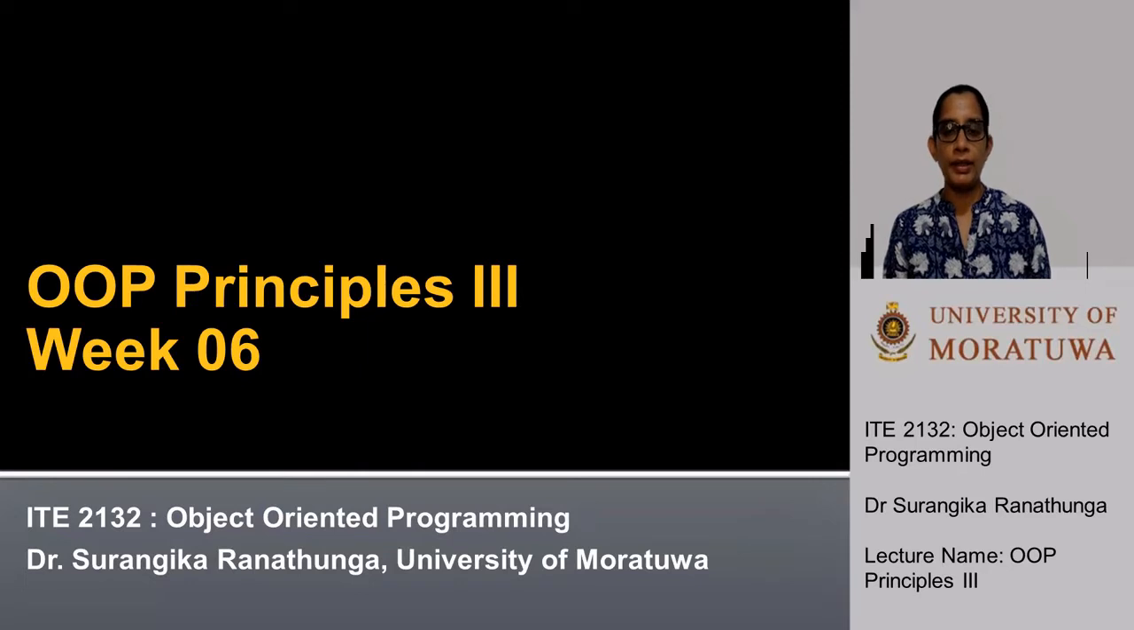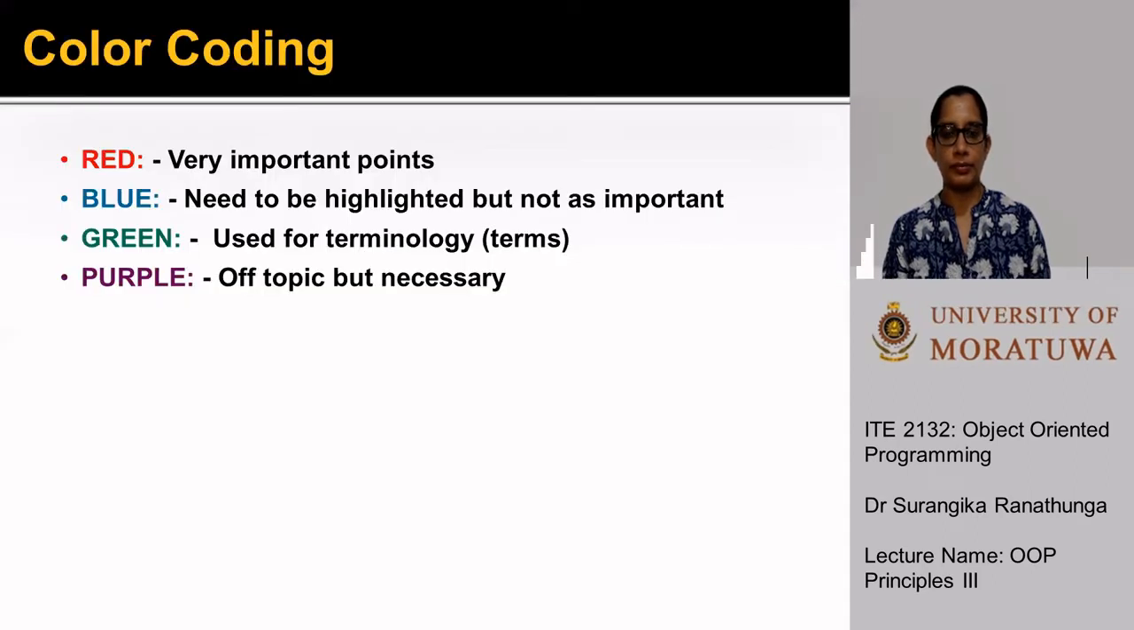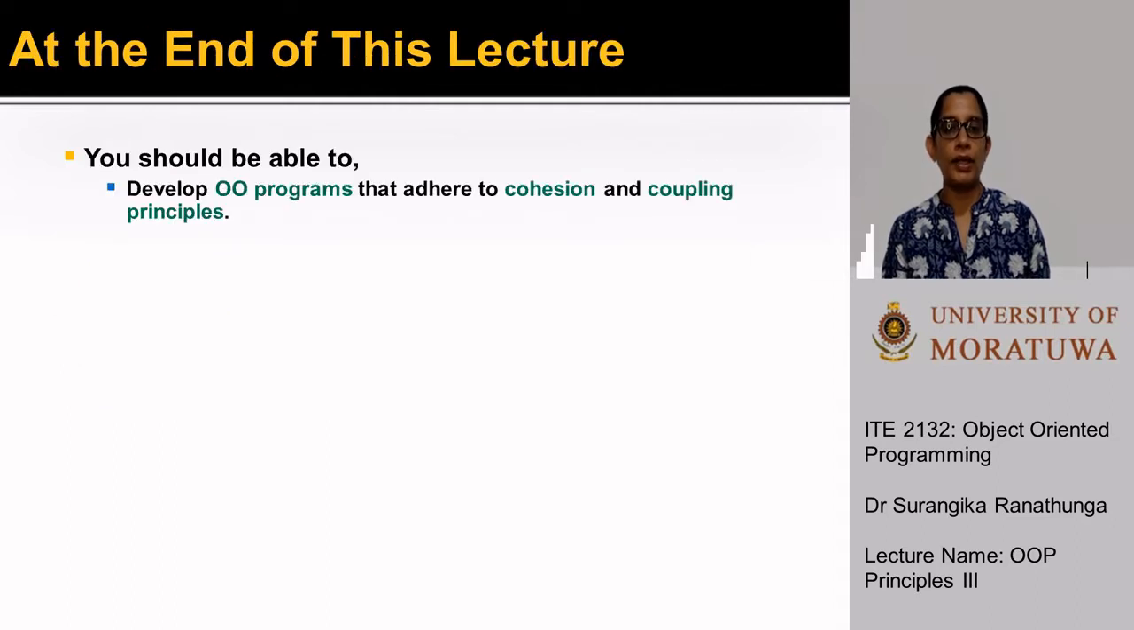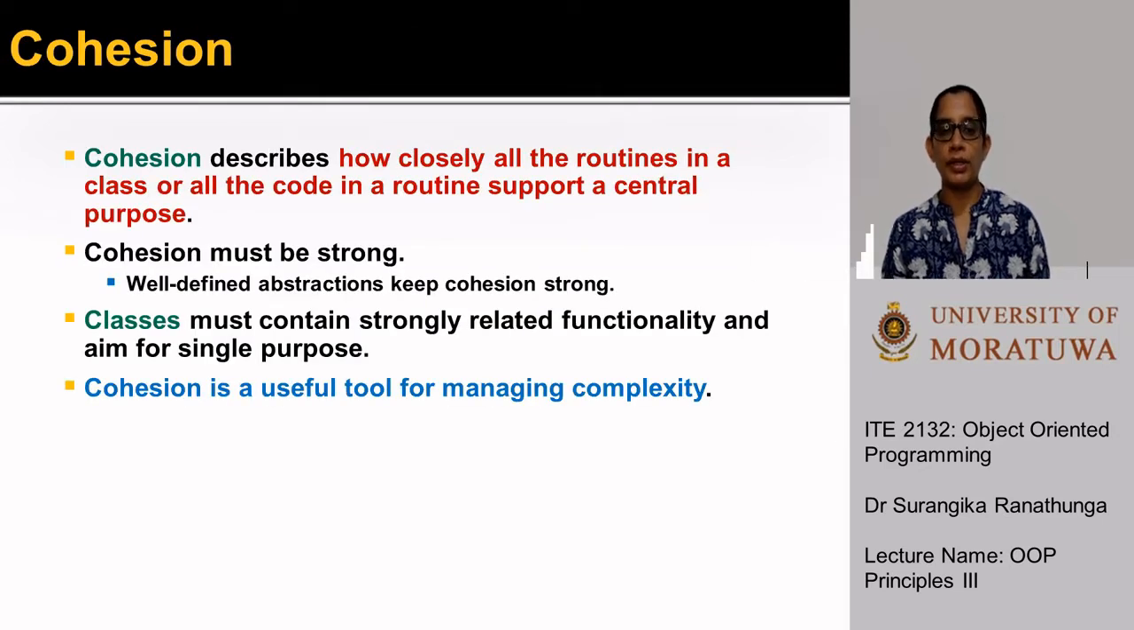Welcome back. In this lecture, we will be looking at some auxiliary object-oriented principles. So we have covered all the fundamental concepts of object-oriented programming: objects and classes, encapsulation, inheritance, abstraction, and polymorphism. In this lecture, we will be looking at the related concepts called cohesion and coupling. At the end of this lecture, you should be able to implement object-oriented programs that adhere to the concepts of cohesion and coupling.